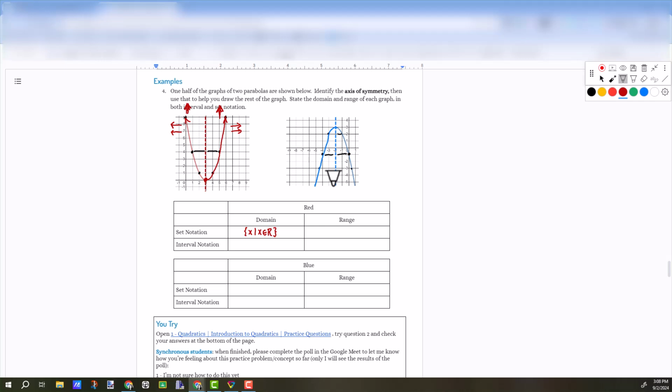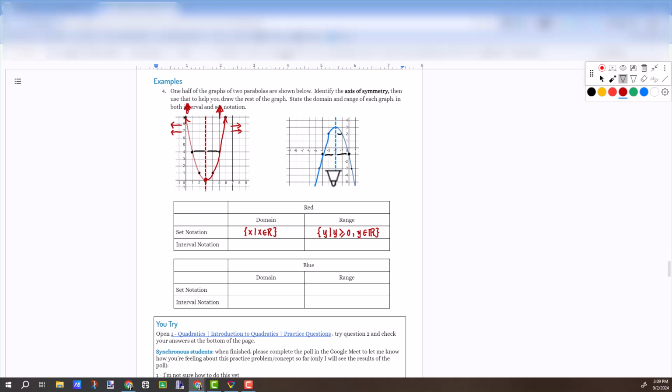Well, in set notation, we're going to do the same thing as we did for the domain, but this time we're dealing with the y's because it's those vertical values. So y must be greater than or equal to the lowest value of y, which is 0, where y is an element of the real numbers.